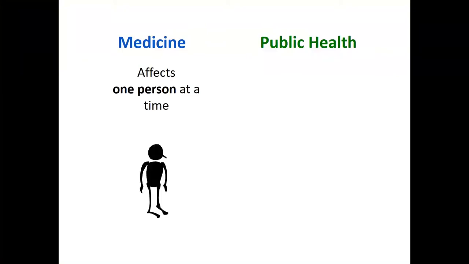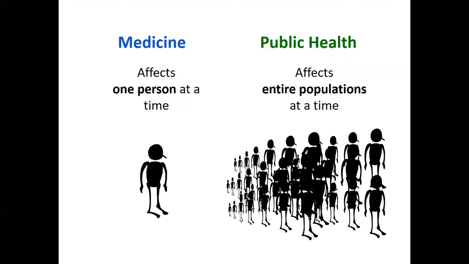So, what is the difference between medicine and public health? While medicine usually affects one person or small groups of people at a time through direct medical care, public health has the ability to touch entire communities or populations at a time through health programs or policy development. In this way, public health touches every individual every day, although they may not even realize it.